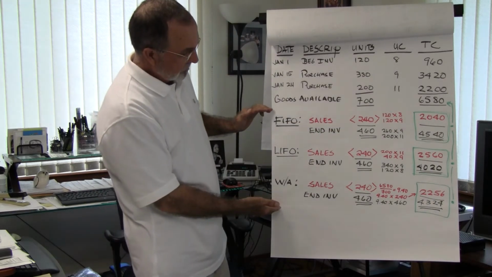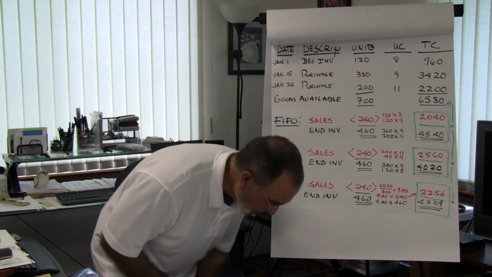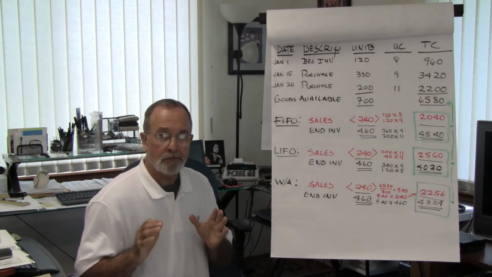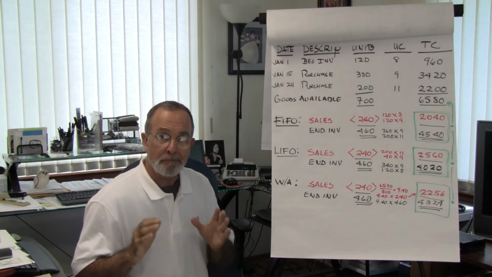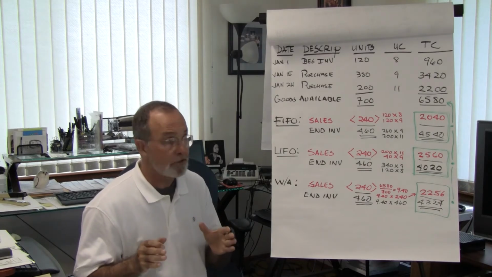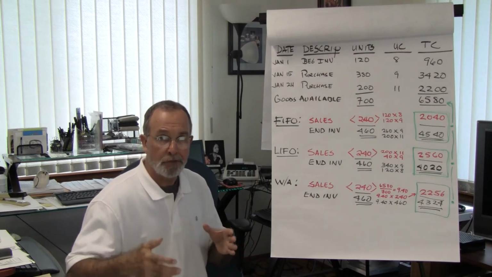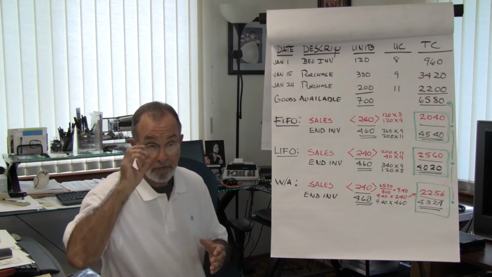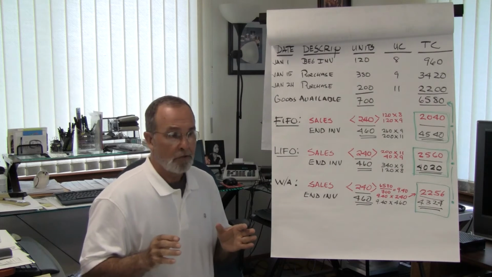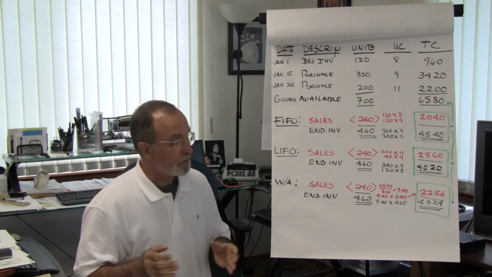Now below that we show the application of each of the three cost flow assumptions. Keep in mind that a company can decide to use any of the cost flow assumptions, but you cannot mix and match. Whatever cost flow assumption you use to calculate your inventory as well as your cost of goods sold, you need to use that consistently from year to year. You cannot flip-flop from year to year, and you cannot use different cost flow assumptions for different inventories or different items in your inventory within the same year.